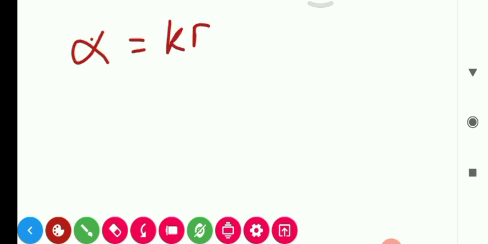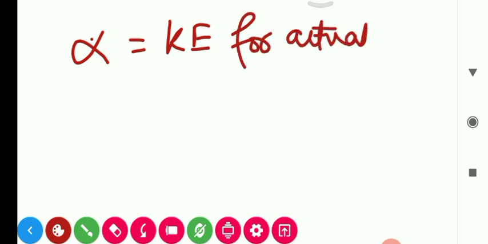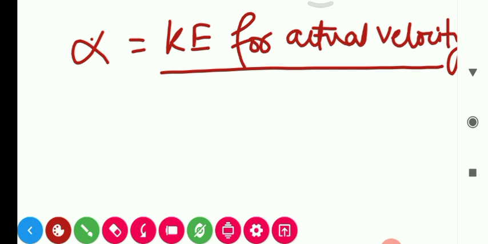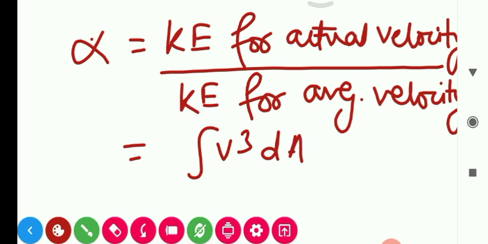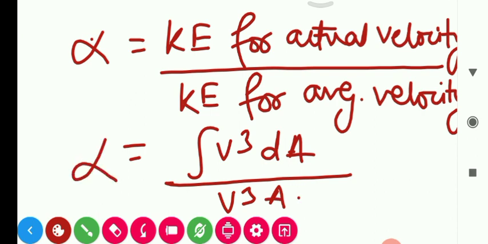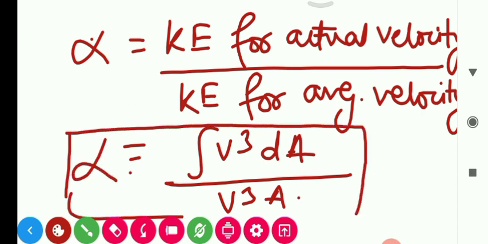Alpha was actually the kinetic energy for actual velocity upon the kinetic energy for average velocity. So it was actually the integral of v cubed dA upon v cubed A. This was the formula for the kinetic energy correction factor, alpha.